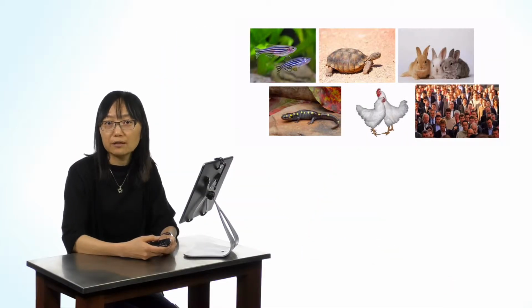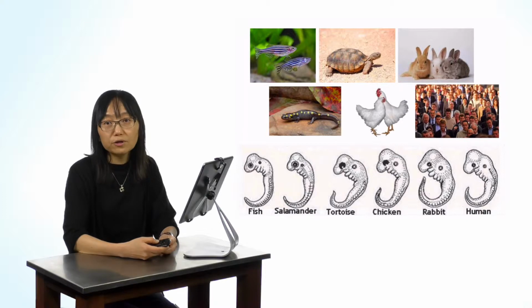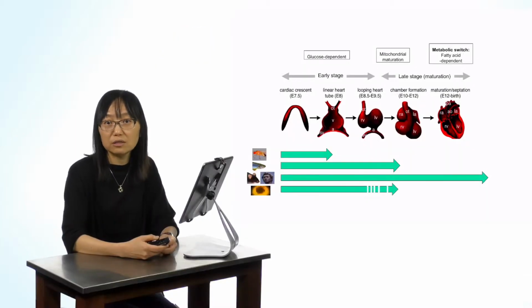You may ask that the fish looks very different from other animals. Can it help us understand how human hearts develop? It turns out that even though the adult animals may look very differently, at the embryonic stage, all vertebrates look very similar to each other, and the embryos follow very similar morphologic processes. All vertebrate hearts develop from the fusion of the bilaterally positioned precursor cells. After the formation of the heart tube, cardiac chambers continue to differentiate and mature.